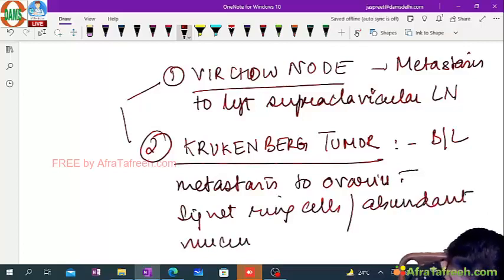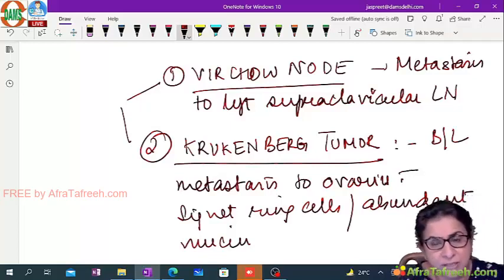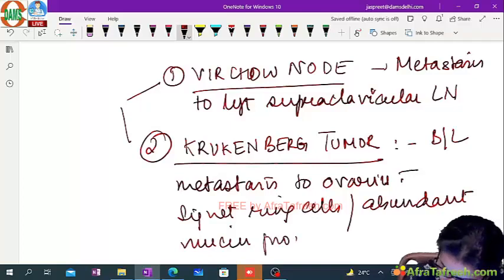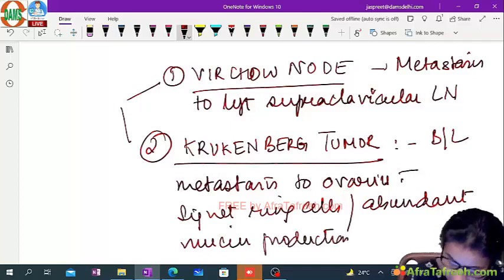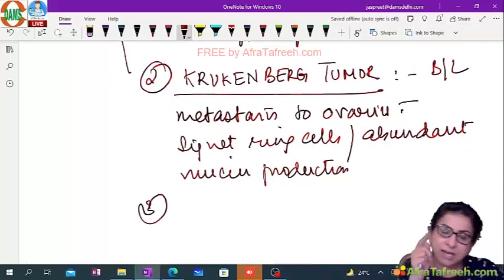There will be glands. It can be intestinal or diffuse type which goes to the ovaries. If diffuse type goes, you will see signet ring cells. If intestinal type goes, you will see glands with abundant mucin. So abundant mucin production will be seen. This is Krukenberg tumor.